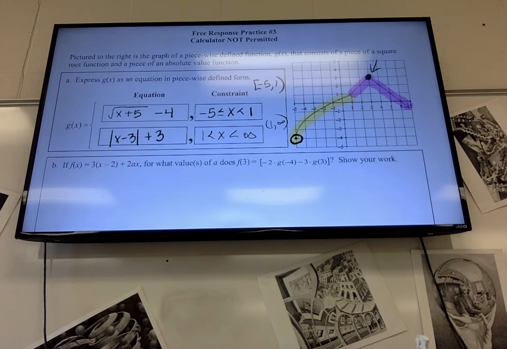Absolute value usually points which way? The V, what does it usually do? Points up. This one's pointing down. So how do I show that? Yeah, I just put a negative out in front.